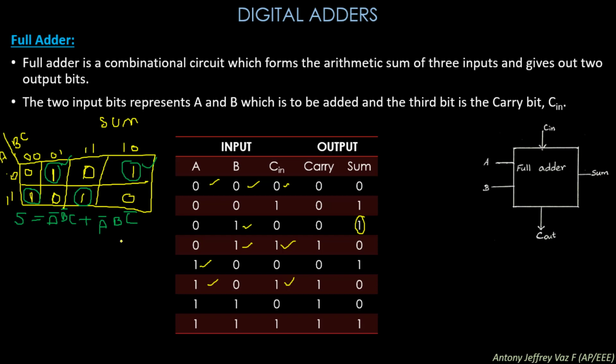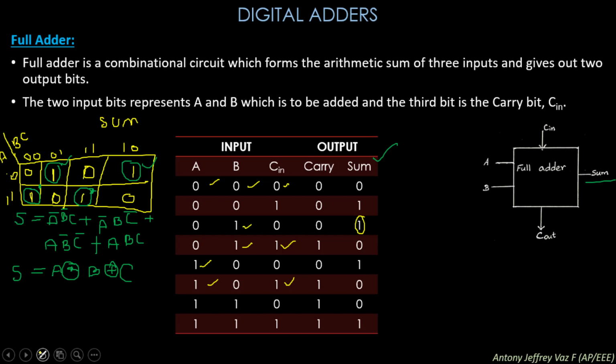For the next one over here, for this one you are going to have a as 1, and b and c bar as 0. For the next one, for this one, you will be having a as 1 and bc. So while simplifying this equation, you can use an XOR gate. A XOR b XOR c will be the sum output from the full adder.